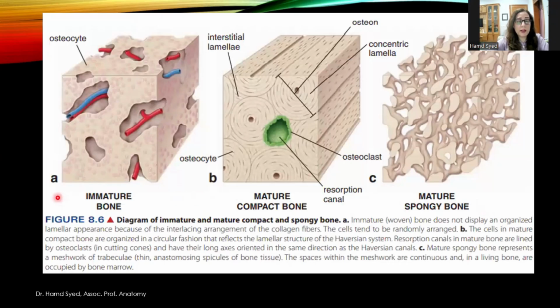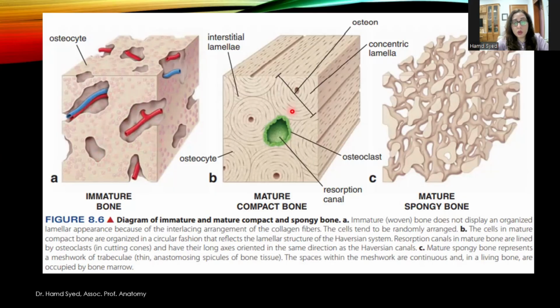Now let's look at the diagrams which show us a comparison between these three types of bone. The immature bone, which I told you is the primary or the woven bone, is the one present in fetal life, and also in the initial stages of a healing fracture. In this bone, you can see that there is no specific arrangement of collagen fibers. It does not display an organized lamellar appearance, and you can see that this is the immature bone.